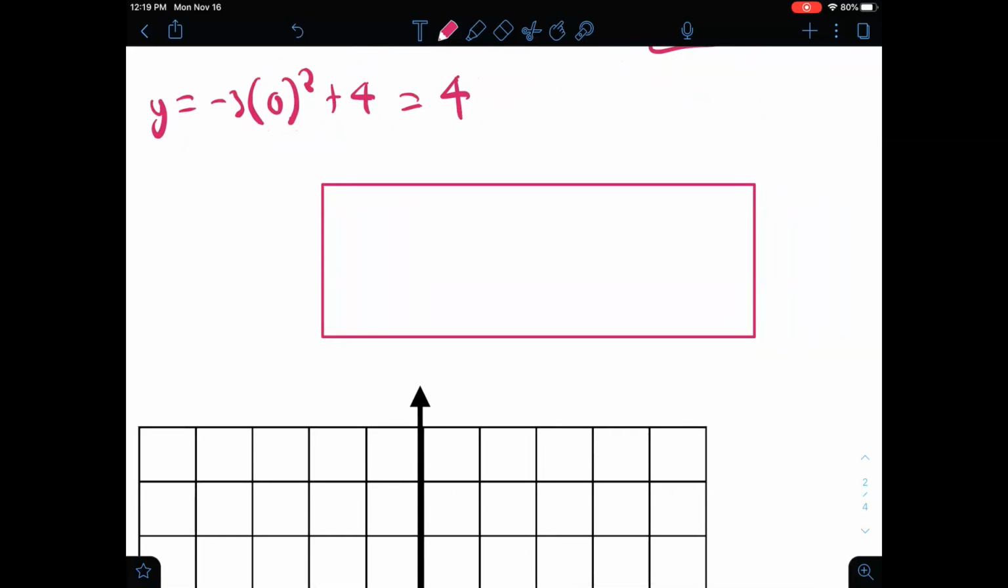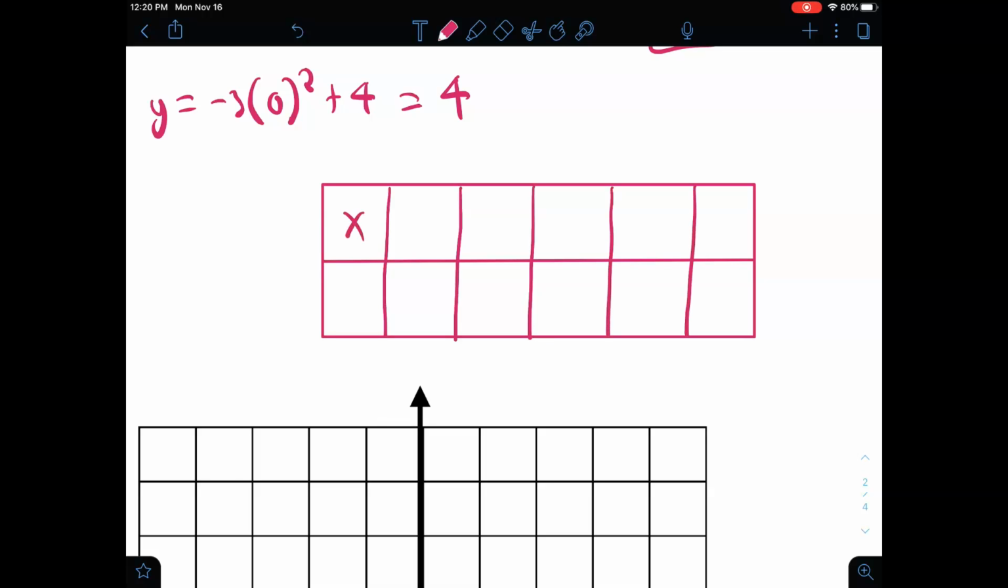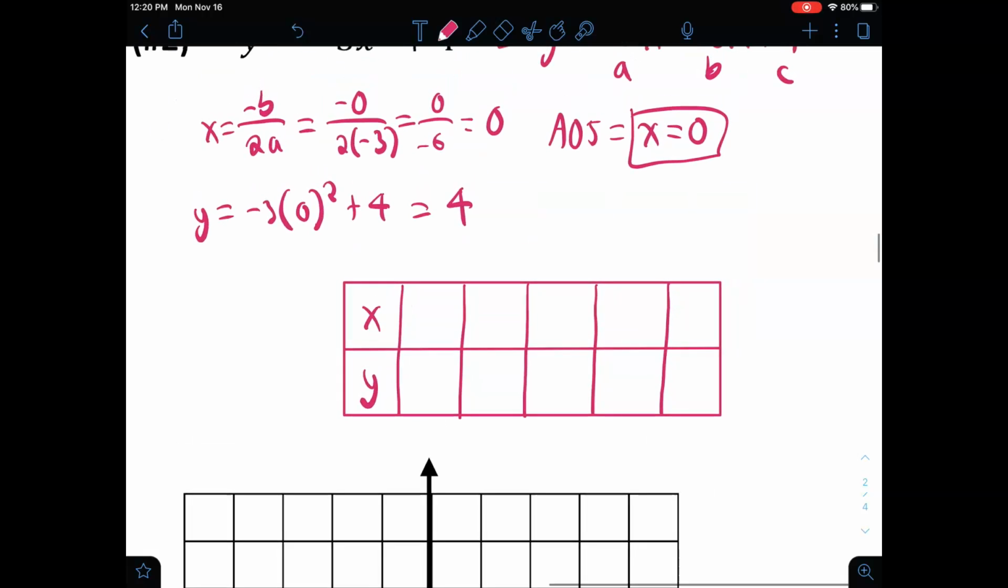Okay, so we're going to do a table here. Whoops, that was bad, let's fix that. 1, 2, 3, 4. Getting good at that. Here's our x and y table. So our vertex, 0, 4, is in the middle. This is our vertex. Then the numbers to the right of 0 are 1 and 2. To the left of 0 are -1 and -2.